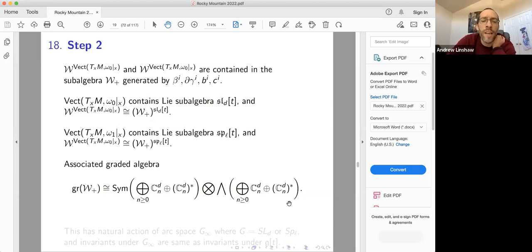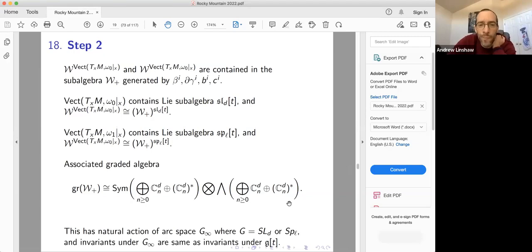Okay, and so once I've passed to the associated graded version of the problem, these Lie algebras, well, I maybe have to pass to a completion, become the Lie algebras of the arc space of the corresponding Lie group. So in the Calabi-Yau case, it's SL_d. In the hyperkahler case, it's Sp_2n. So finding the invariants under these Lie algebras is the same thing as finding the invariants under the action of the arc space of G on rings of this kind. Okay. So this problem is now in the ballpark of invariant theory of arc spaces.